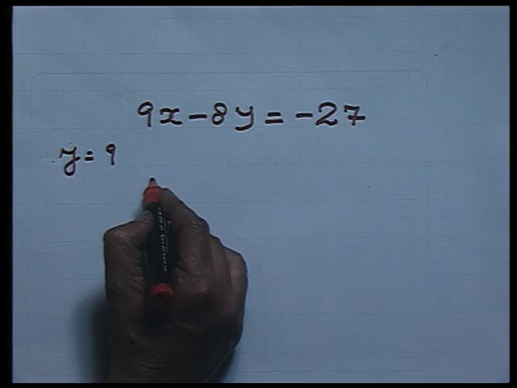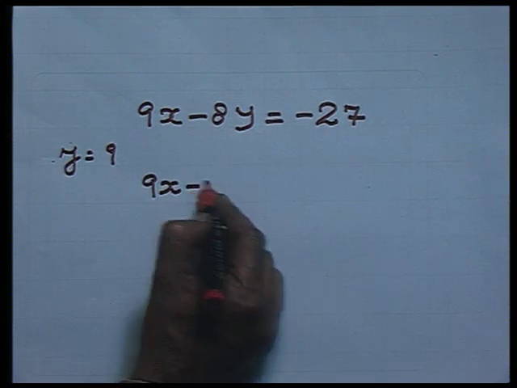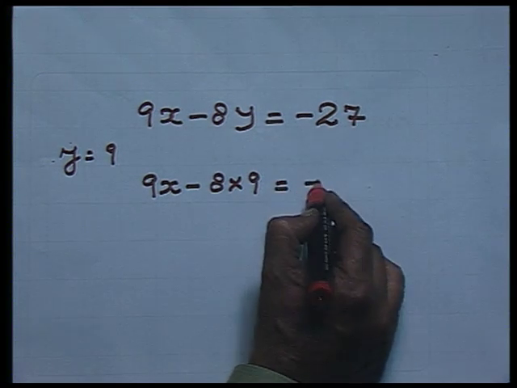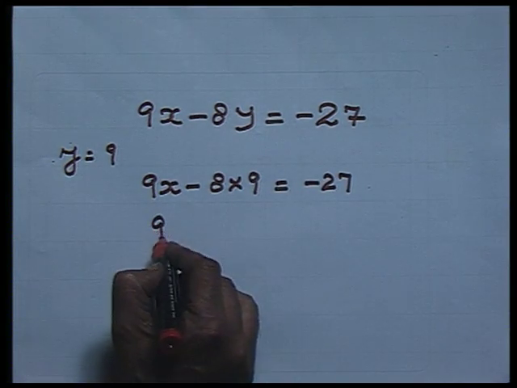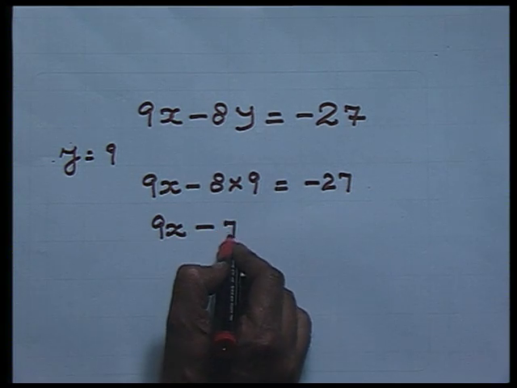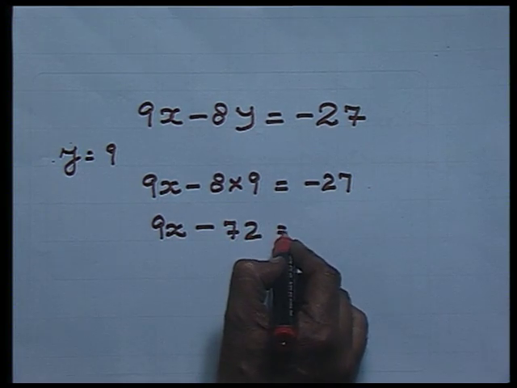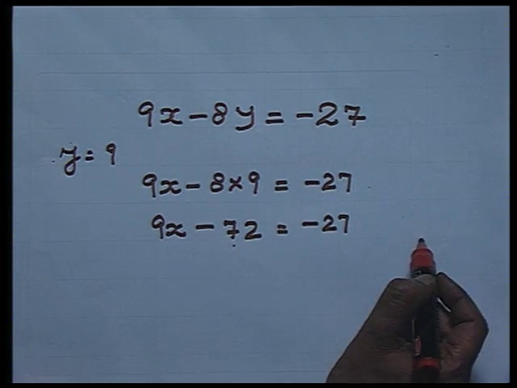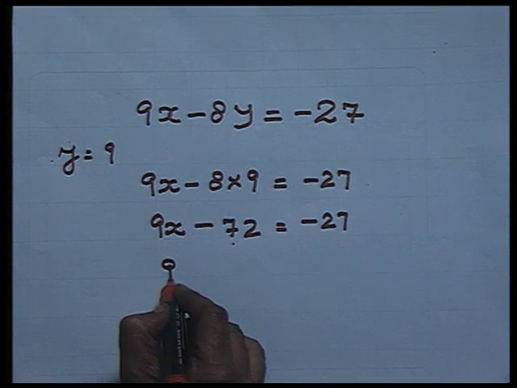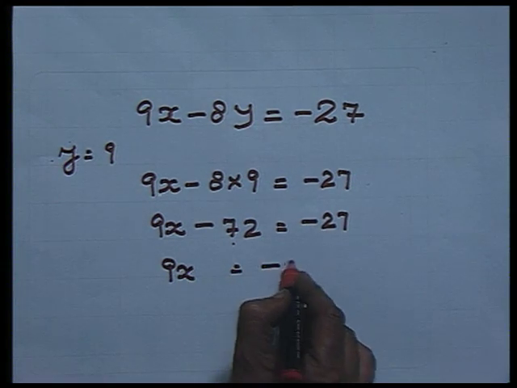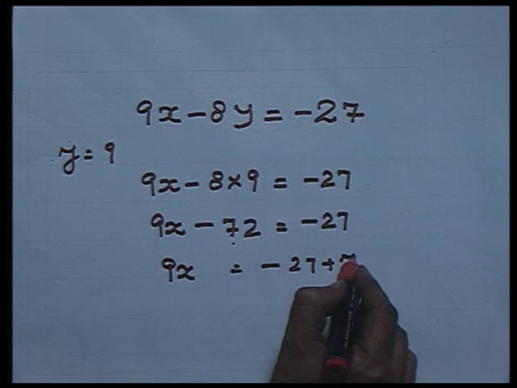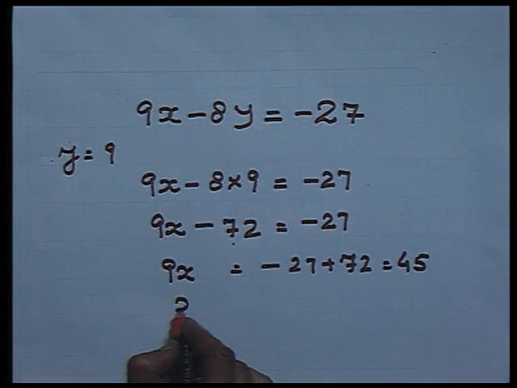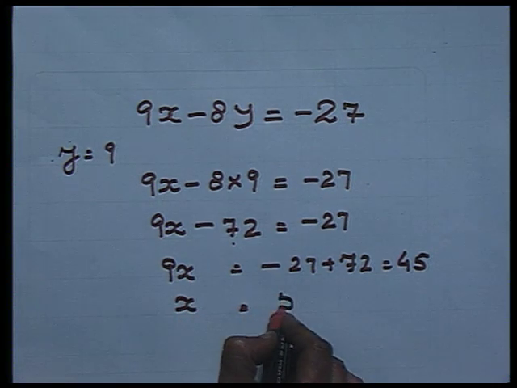So, one of the equations is 9x minus 8y equals minus 27, and because we found the value of y to be 9, that becomes 9x minus 8 times 9 equals minus 27. So, here 9x minus 72 equals minus 27. Transferring this minus 72 onto the right hand side of equality, we get 9x equals minus 27 plus 72, which is 45, and therefore, the value of x comes as 5.